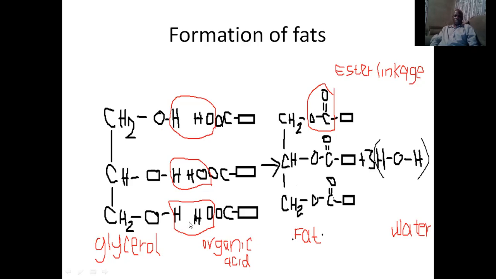1, 2, 3. So we form the molecule of water here. And so this is how fat is formed. The most important thing is to know its structure as well as the linkage. And so this is typically how we form fat by condensation polymerization, where we remove water molecules and join what remains and form an ester linkage, and then 3 molecules of water.